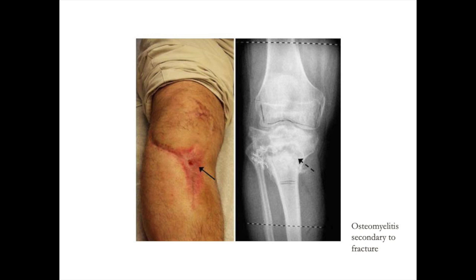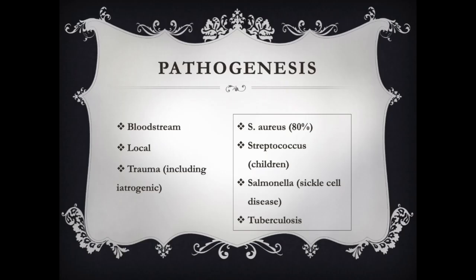We see that there's an arrow pointing to a sinus where the infection has partially drained, and that the knee has fractured through the infected area. Osteomyelitis can be very difficult to treat because it's difficult to get antibiotics into the bone where they're needed. Perhaps the commonest causal organism is Staphylococcus aureus.